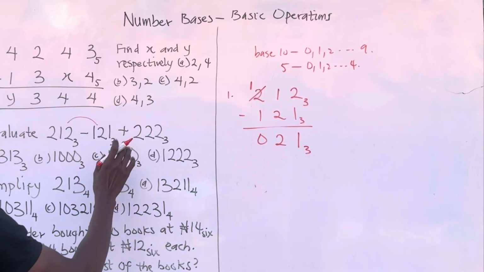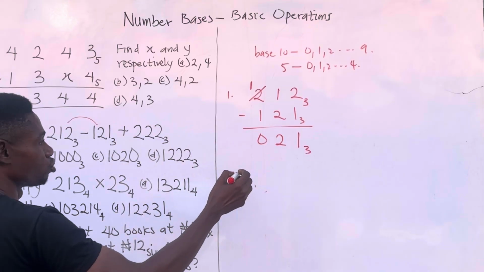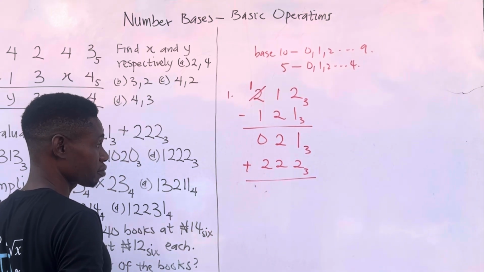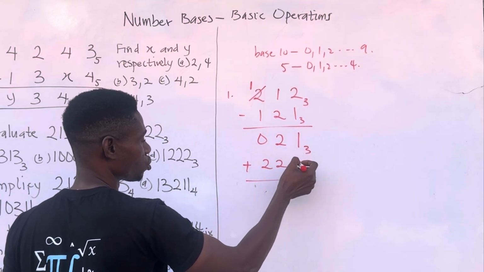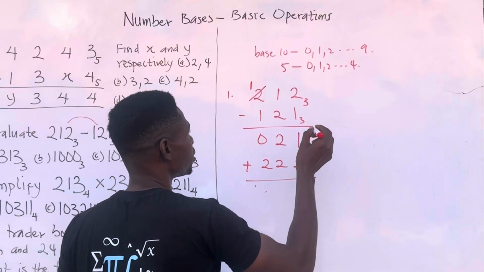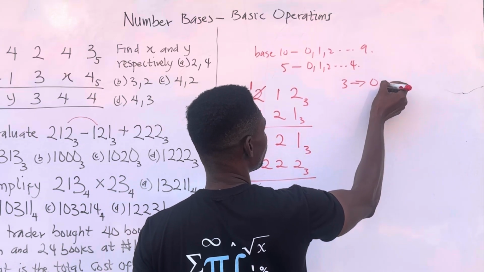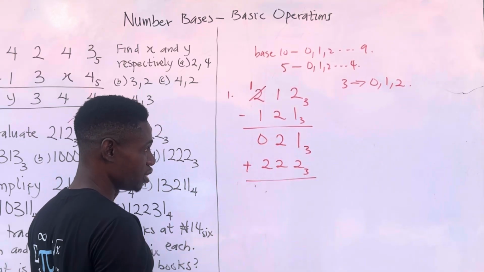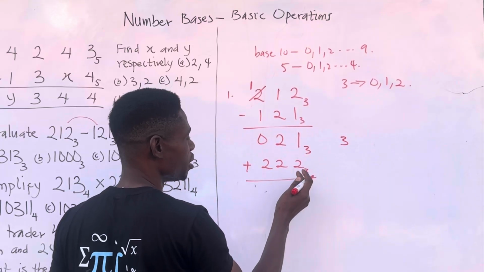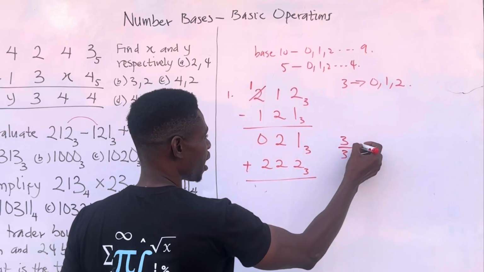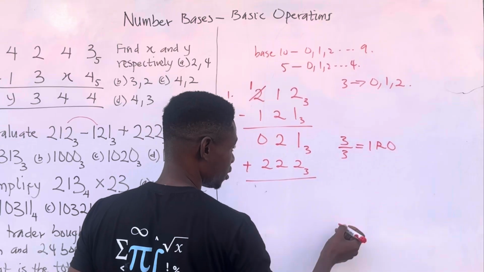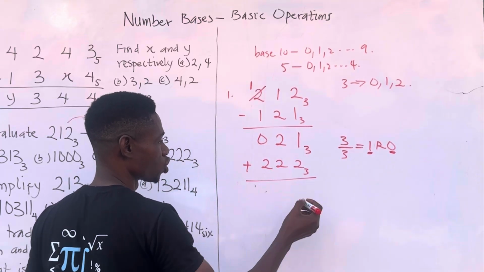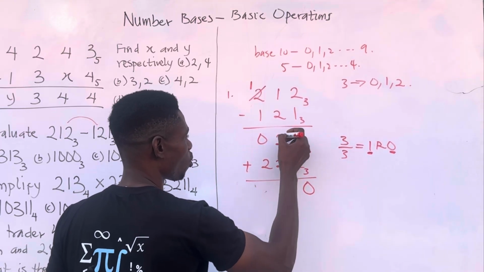Now we are to add this 222, so plus 222, still in base 3. So 1 plus 2 is 3. Remember, base 3 digits are 0, 1, and 2. Since 3 is not a base 3 digit, we have to divide it by 3. And then we have 1 remainder 0. Now we always write down the remainder and carry the number. So we have 0 here, and we carry 1.